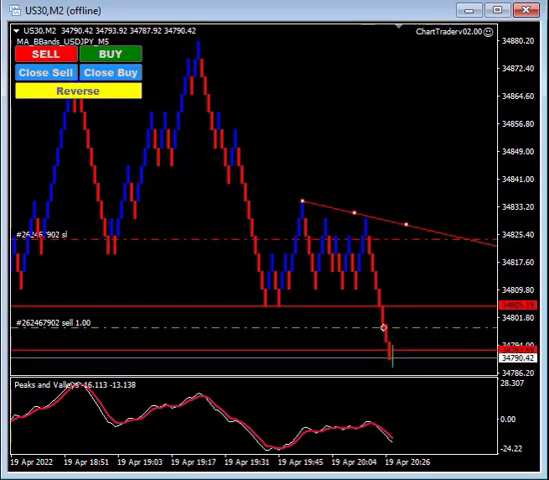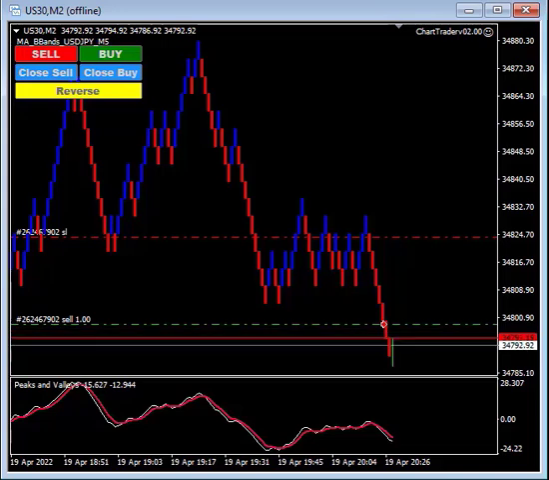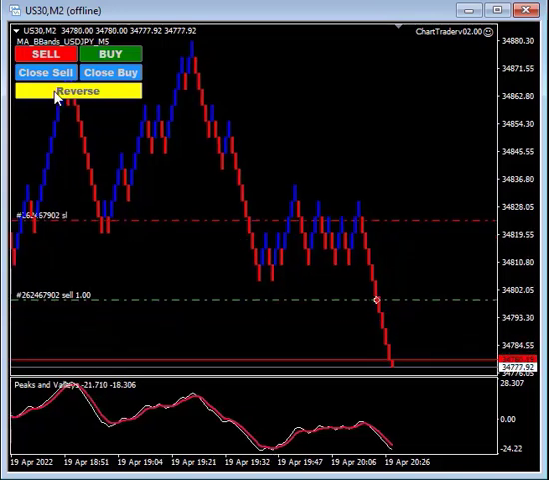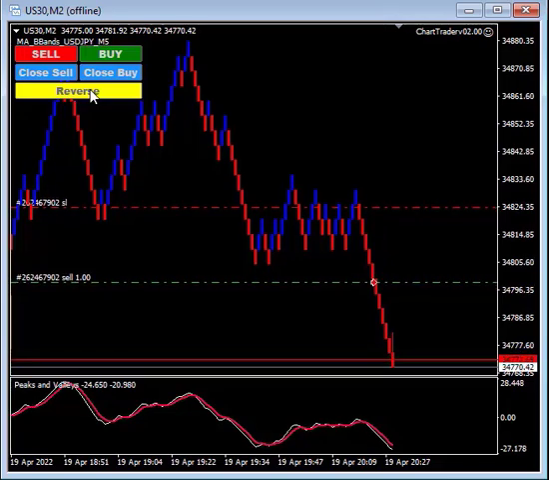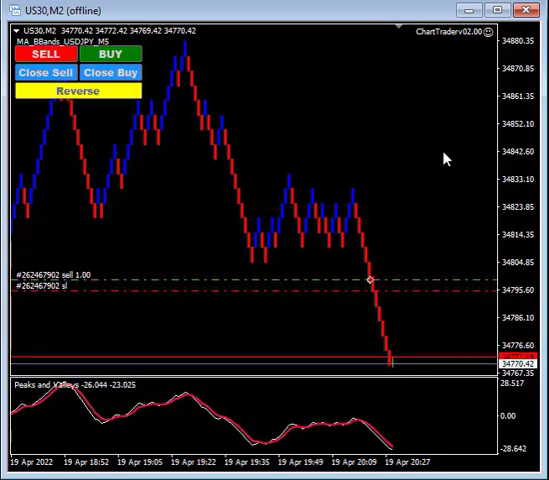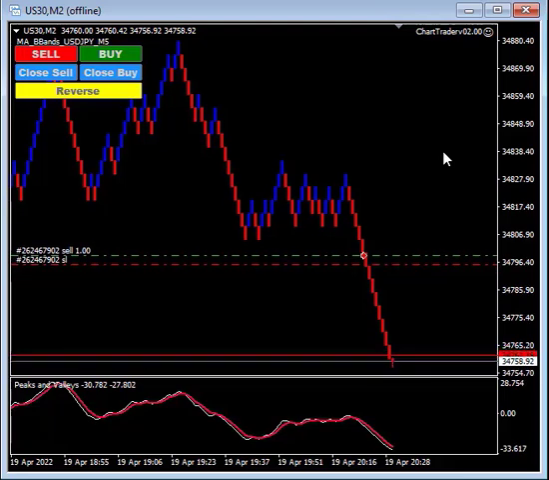Okay, let's take a look at some trades from a few days ago. This is the 19th of April. This is the afternoon session. Got a nice sell signal. You can see the separation between the lines was pretty solid.